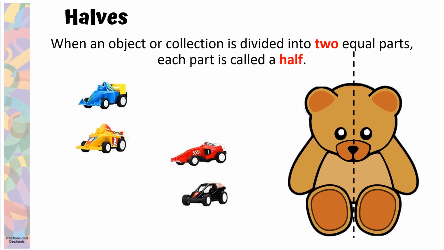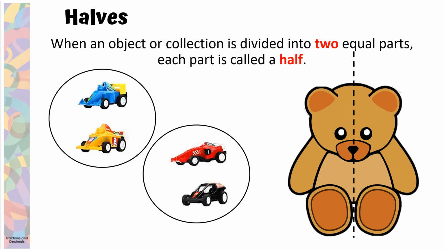So what are halves? When an object or a collection is divided into 2 equal parts, each part is called a half. Can you see I've got a collection of cars here? Half of the collection is 2 and the other half is 2. So I know I've divided them equally into 2 equal parts. Even though the shapes of the objects aren't the same, it's the number that counts.